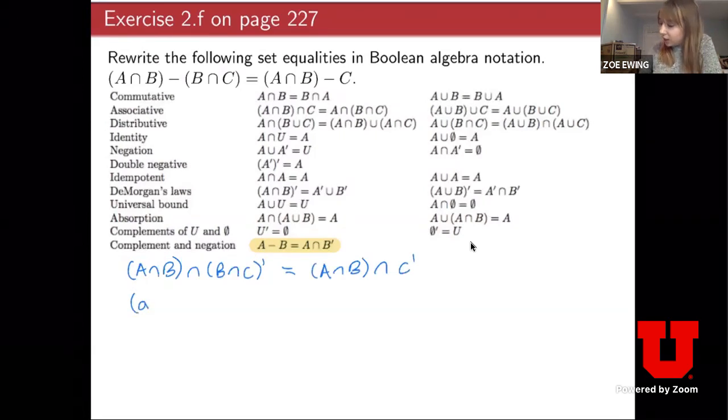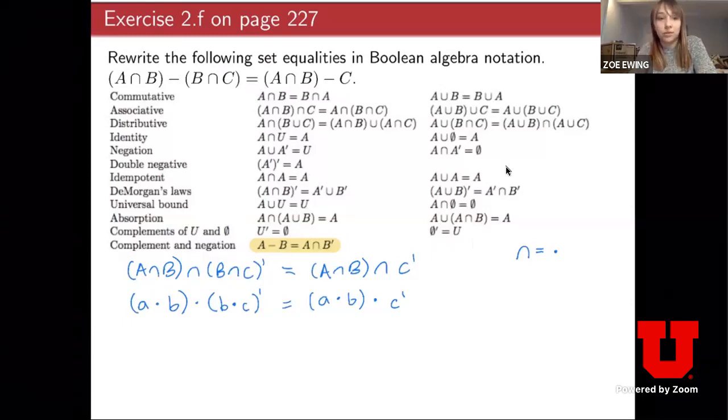And remember that intersect is going to be equal to the multiplication symbol in Boolean algebra. So we can write A times B times B times C, and we can still use the normal complement sign, equals A times B times C complement. And that's everything, that's Boolean algebra. So are there any questions on that one?